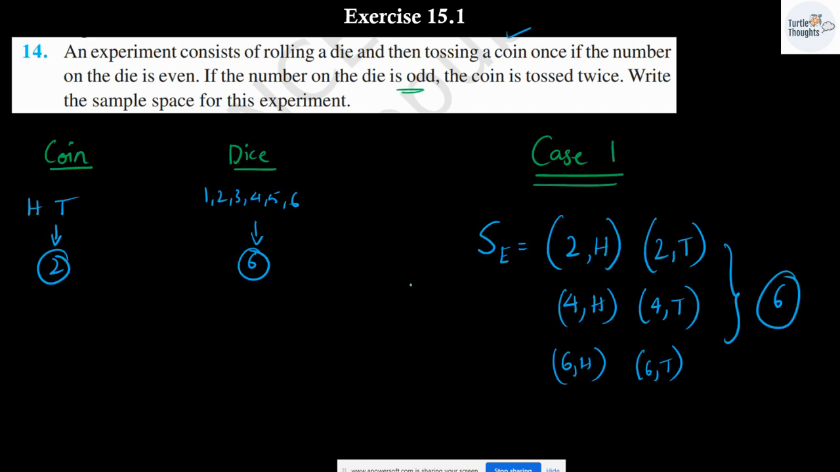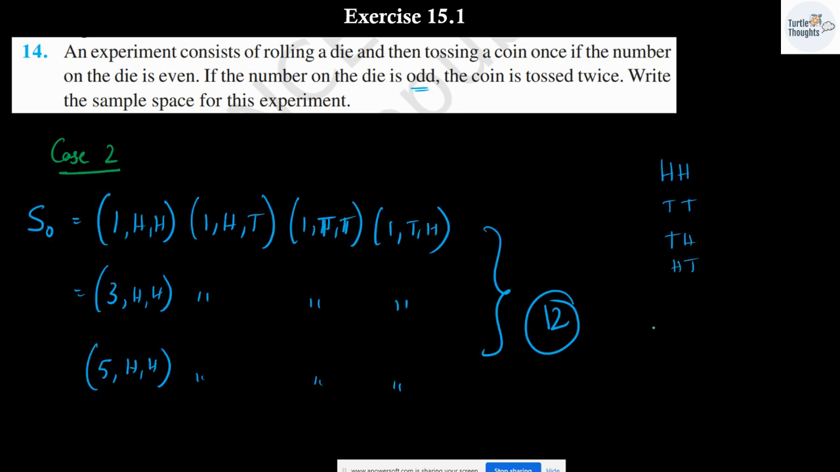Sample space of rolling the die and getting an even number is 6. Total sample space ST is going to be SO plus SE, which is going to be 12 plus 6. It is going to be 18. This is going to be your final answer.